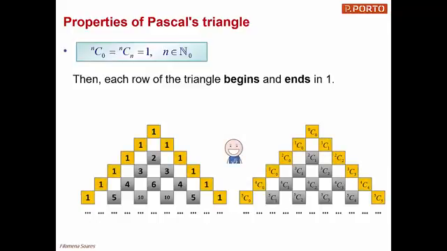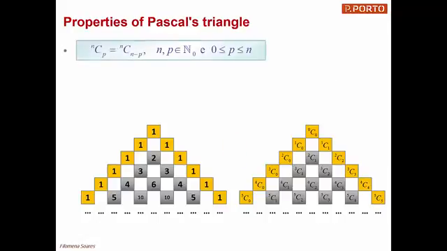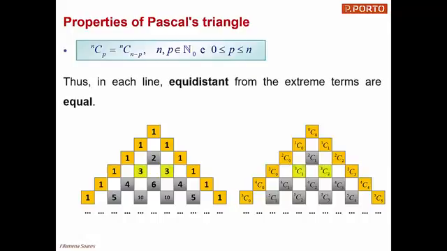Another property is established by the equality: combinations of n chosen p is equal to the combinations of n chosen n minus p. In this case, it says that the triangle is symmetrical, in the sense that terms equidistant from the extremes are equal. So let's see another property.